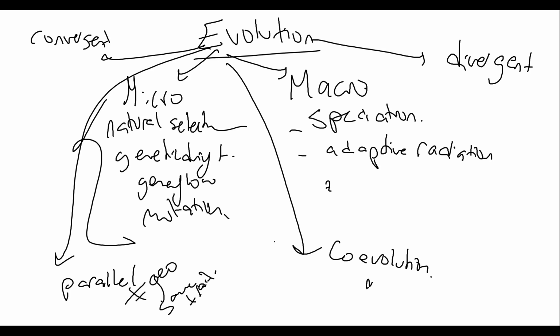Coevolution, we have mutualism, which means a good relation between them. We have antagonism, where one of them benefits and the other does not benefit.